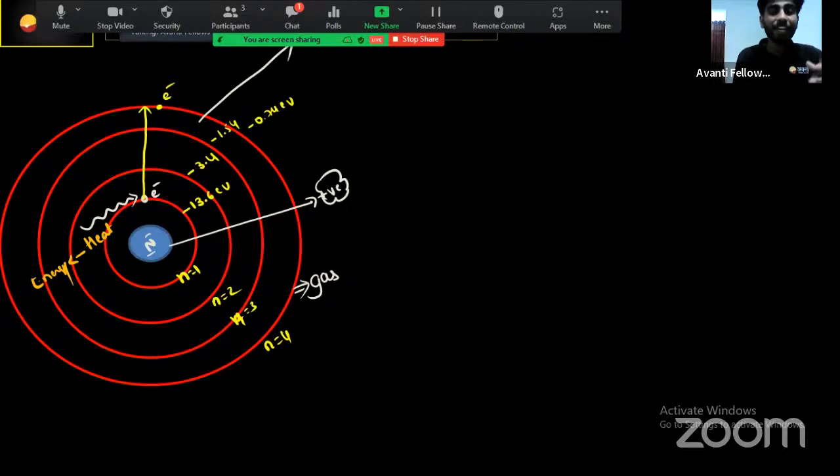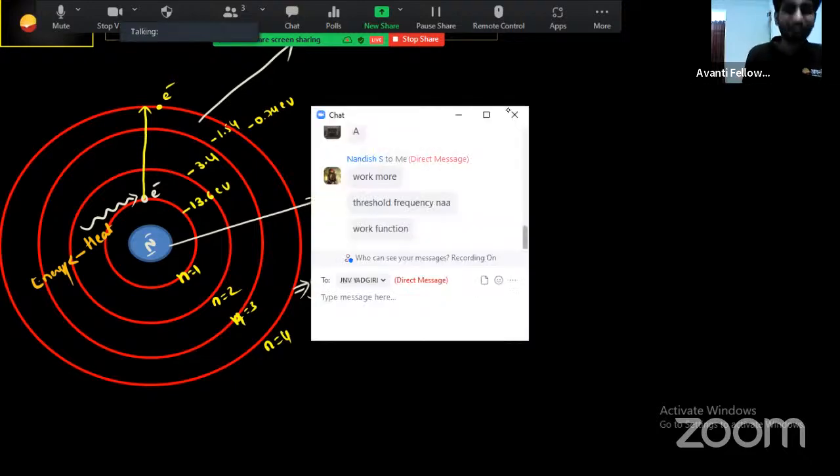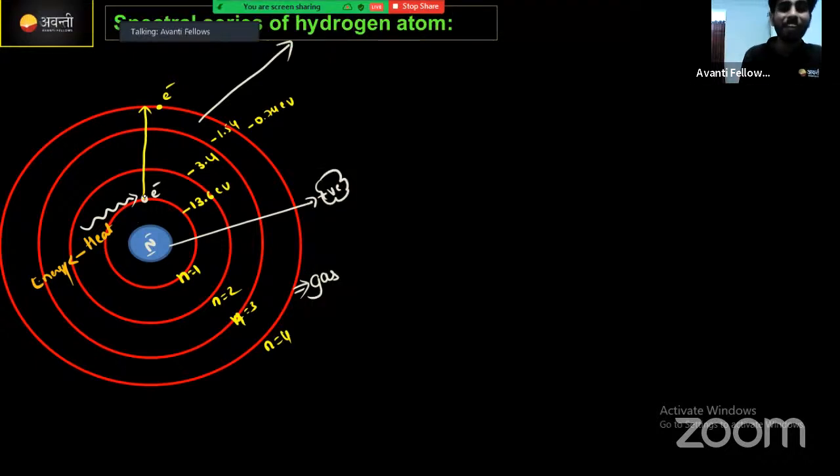It depends upon how much energy you are providing, based on the work function. Based on how much energy you provide, the electron will jump from the ground state to a higher energy state. After that, it won't stay there.